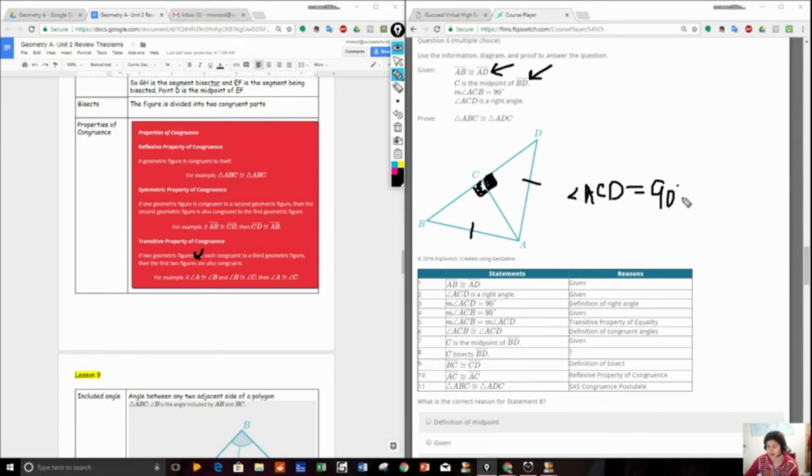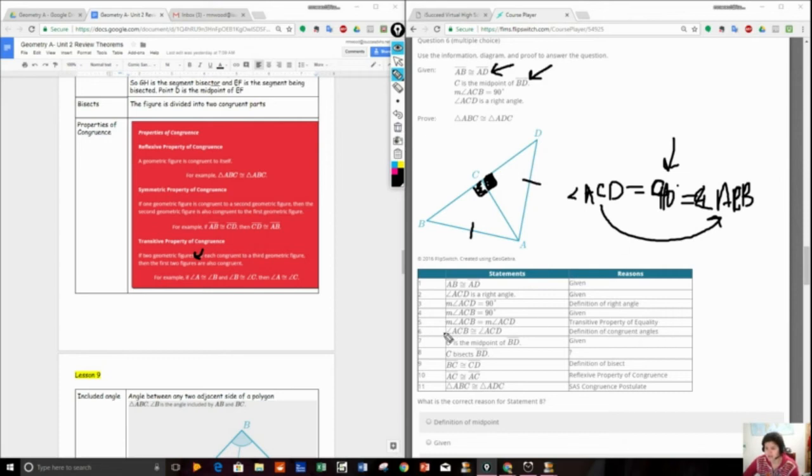and 90 degrees is also equal to angle ACB. So our linking point is that they're both equal to each other. So can we cut out that middleman? Yes, because they're both 90 degrees, and so we can just say ACD is equal to ACB. So the transitive property of equality is, I view it as the middleman property because they both equal 90 degrees. So 90 degrees is my middleman in this example.